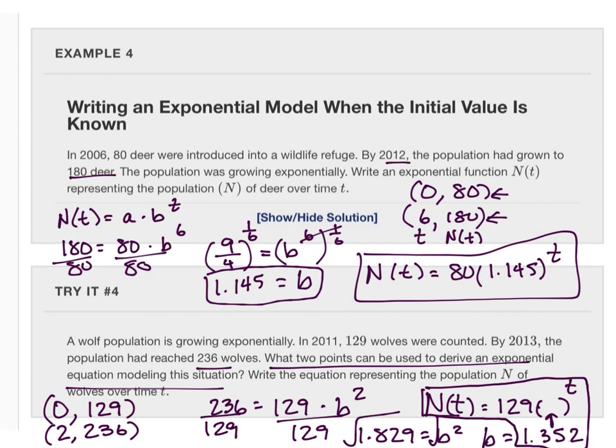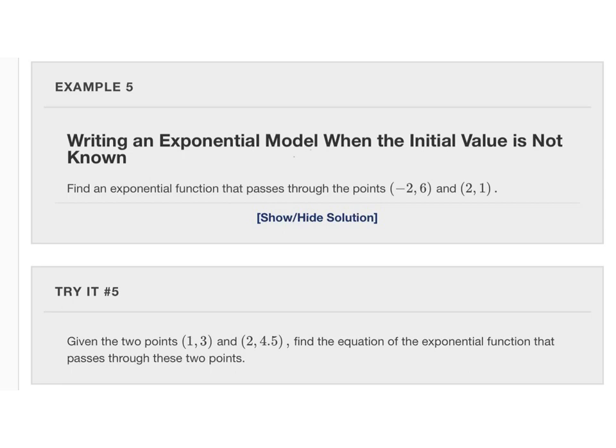Any questions on this one? Or on anything we did here? This is pretty nice. When they give you an initial value, this is how we do. When they go ahead and give you the A, or they don't give you B, but they give you A, a 0, comma something, this is how it works. When they don't, then we have to work a little differently here.